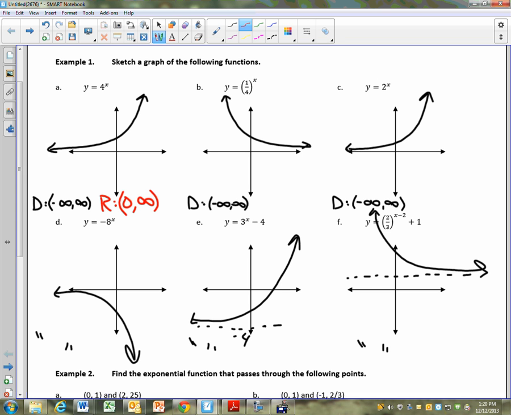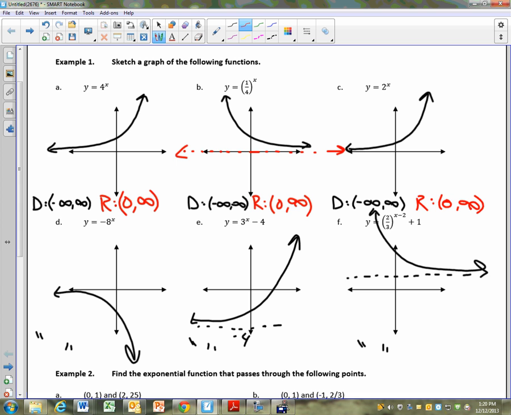Is this one the same or different? Same. You can't get out any values down here, so there's no negative numbers included. The horizontal asymptote goes right through 0. It never touches the horizontal asymptote, so we can't get 0, but you can get the numbers that are bigger than that. So the range is going to be from 0 to infinity as well. Letter C, same or different? Same. Range is going to be from 0 to positive infinity.